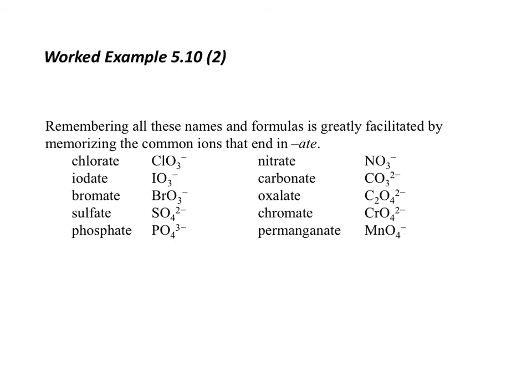Because there's a way to figure out the names of these ions if you know the ate, remembering all the names and formulas is greatly facilitated by memorizing just the common ions that end in ate. So know your chlorate, iodate, bromate, sulfate, phosphate, nitrate, carbonate, oxalate, chromate, and permanganate.